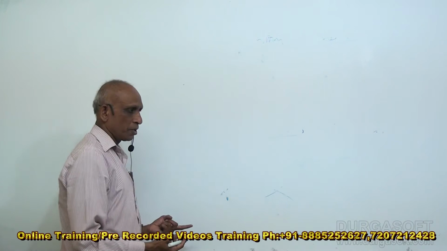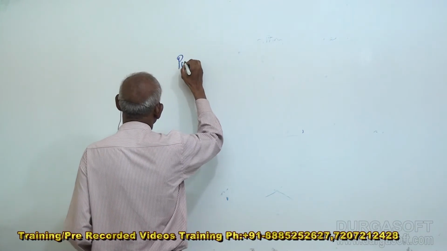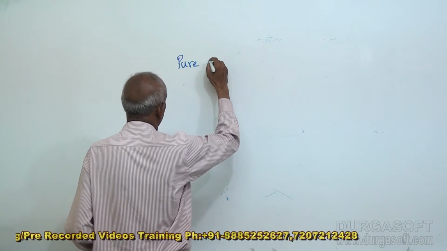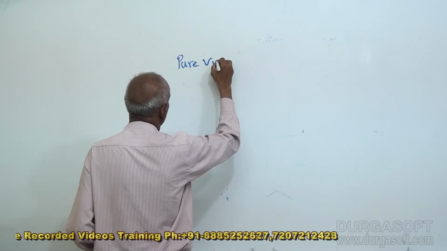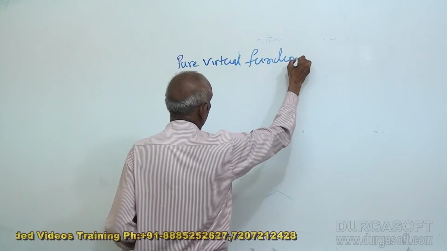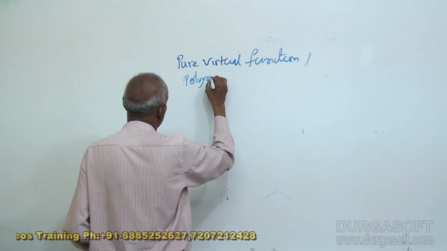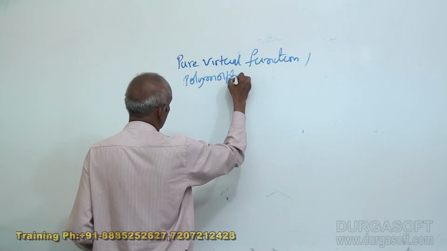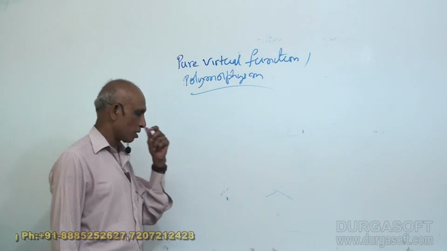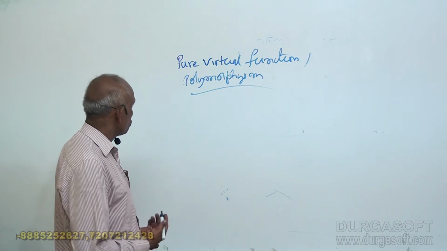Okay, this pure virtual function we will discuss in the next topic. That is, the next topic is pure virtual function, or polymorphism also is covered by this. Polymorphism and pure virtual function both are covered by this. Pure virtual function we have seen what it is. So how is it used?